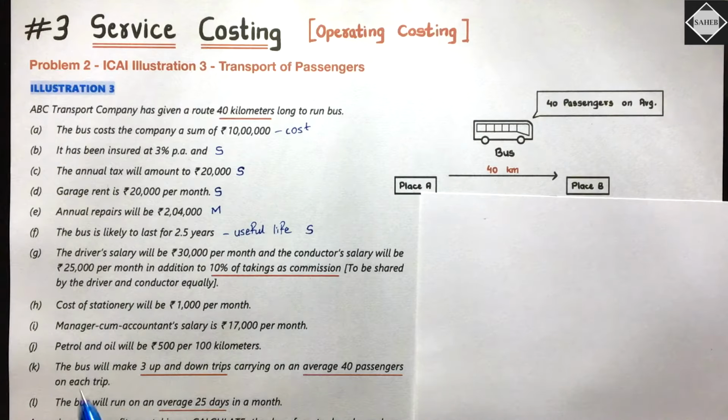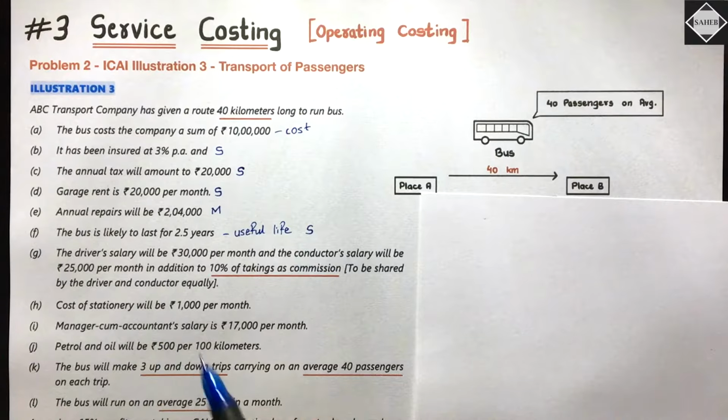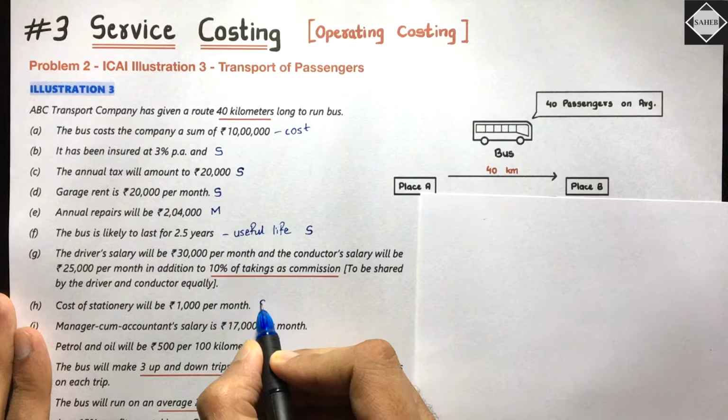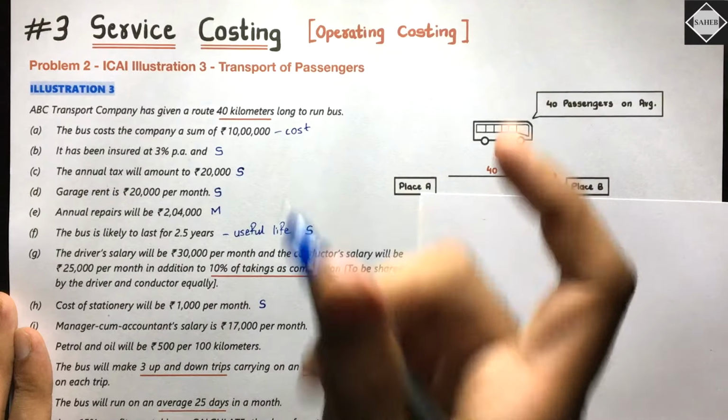Then they are saying the cost of stationery will be 1000 per month. Cost of stationery is also what? Fixed cost only. It's a standing charge. 1000 per month they are saying. We will multiply by 12. It will become 12,000. Is it clear?